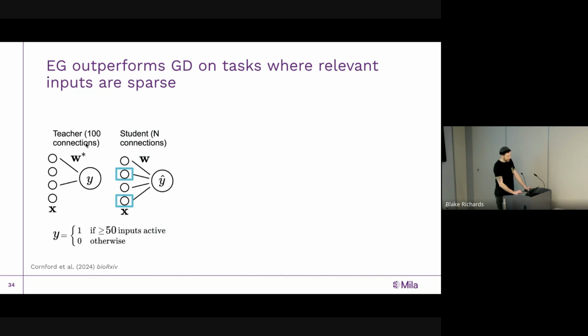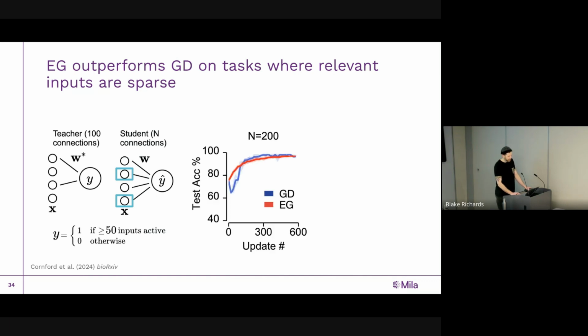And the way that we make inputs relevant or irrelevant is that we have a teacher network where only some of the weights are actually non-zero, and those are the ones, of course, that the student network that's trying to follow this regression should learn.